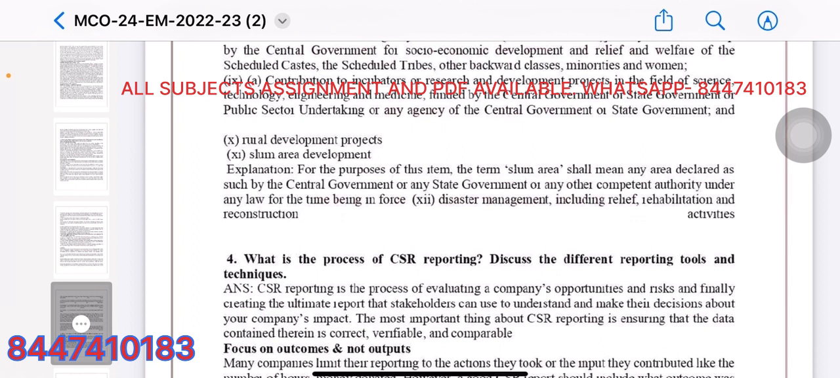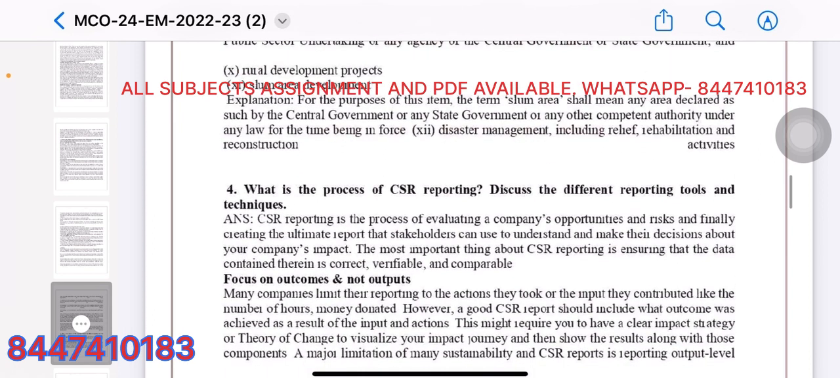What is the process of CSR reporting? Discuss the different reporting tools and techniques. CSR reporting is the process of evaluating a company's opportunities and risks and finally creating the ultimate report that stakeholders can use to understand and make their decision about your company's impact.